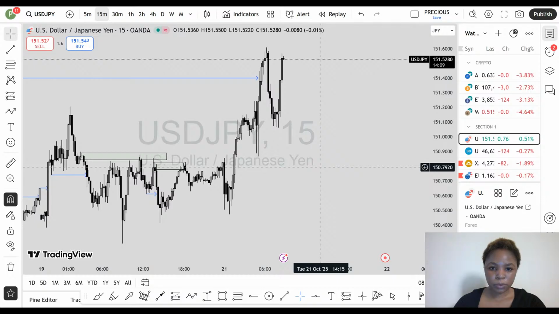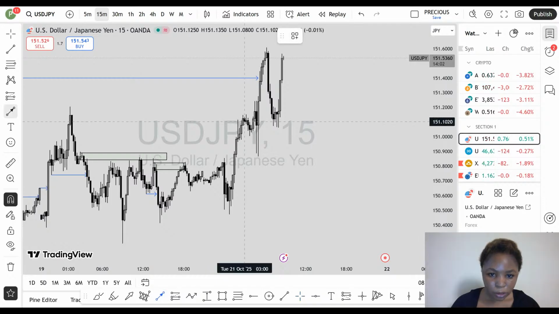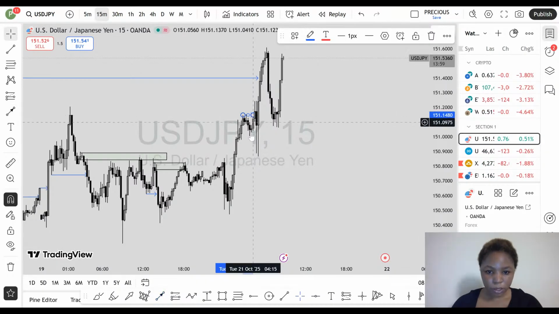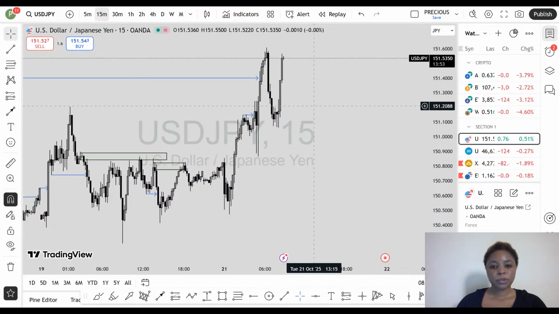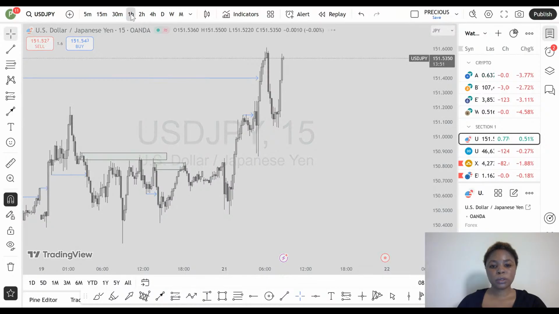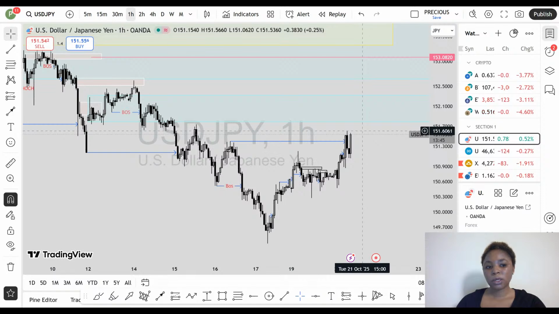Where you can see price came all the way here. We have a little internal break of structure here, all the way here, mitigate our order block here, and then start moving upward here. And you can see the impulsive movement upward. So we are still very bullish here. We are still having this retracement upward here, I mean, on USDJPY.